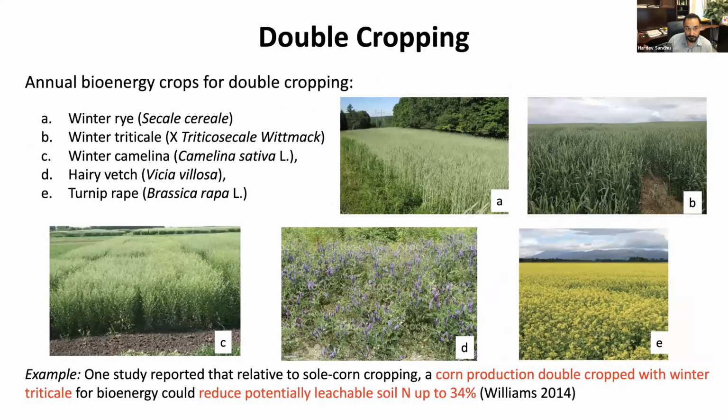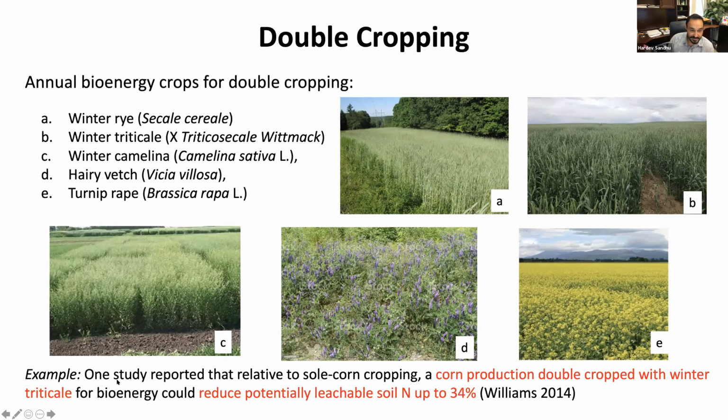These are some examples of bioenergy crops that can fit in a double cropping system. For example, winter rye, winter triticale, winter camelina, hairy vetch, and turnip rape. These are some of the crops which can fit in these double cropping systems. And these are the biofuel crops, although not all of them are second generation biofuel crops; some are first generation.